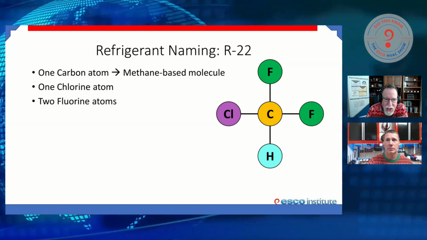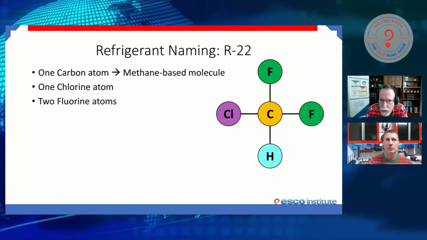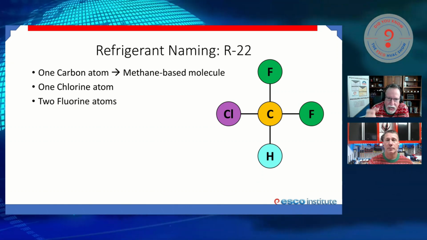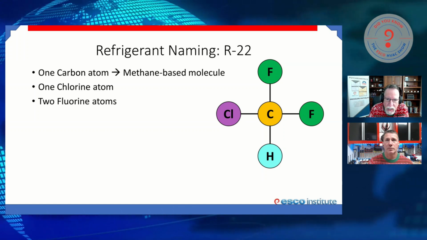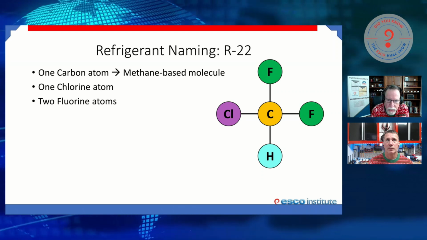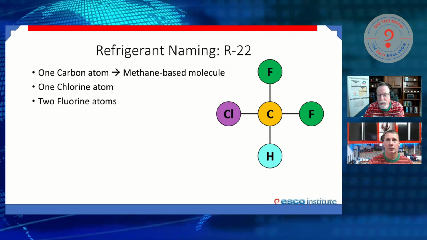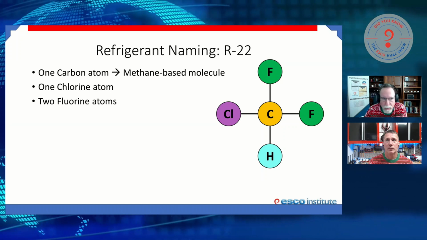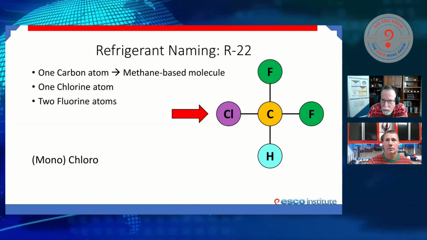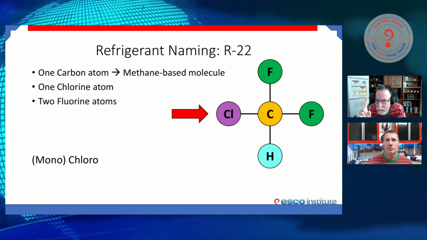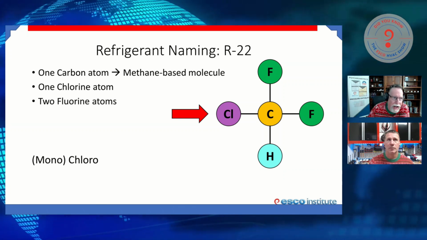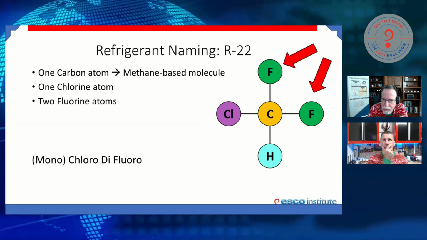So take a look at this. This is a molecule of R22. We drew this earlier. We looked at the number and saw that the R22 molecule is a methane-based molecule. It has 2 fluorine atoms and 1 chlorine atom. So what's the name of this refrigerant? We say it's R22, but what's the chemical name? Well, it starts off with the number of chlorines: mono, 1, monochloro, 1 chlorine, followed by the number of fluorines.